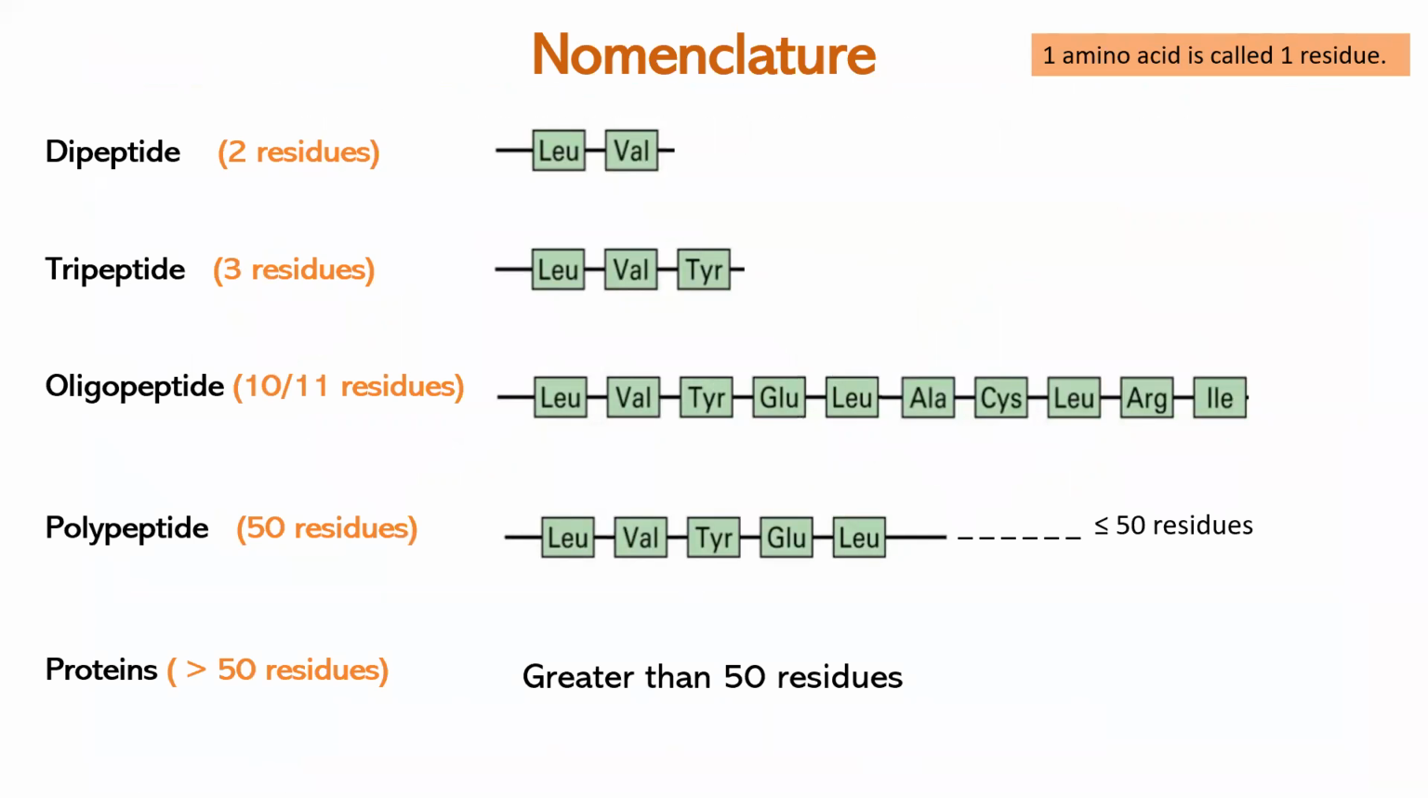Okay, so how do we name them? You might just come across the term, or you might have already come across it, but being in allied health, you could come across peptide related terms. Dipeptide stands for 2 amino acids connected together. Tri is for 3. Oligo is for 10 or 11. Poly is for 50 or more. And if something is really, really large, like, I don't know, 200 amino acids, then it is called a protein.